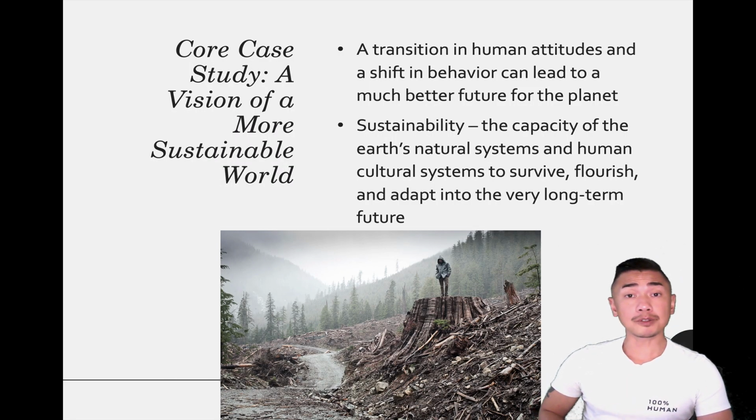Every chapter starts off with a case study, which is an important or notable example of something that the chapter covers. In chapter 1, we look at a vision for a sustainable future, a future in which the Earth's natural systems and human cultural systems survive, flourish, and adapt into the very long-term future. In order to accomplish that, we have to change our attitudes and our behavior in a way that will lead to a much better future for the planet.